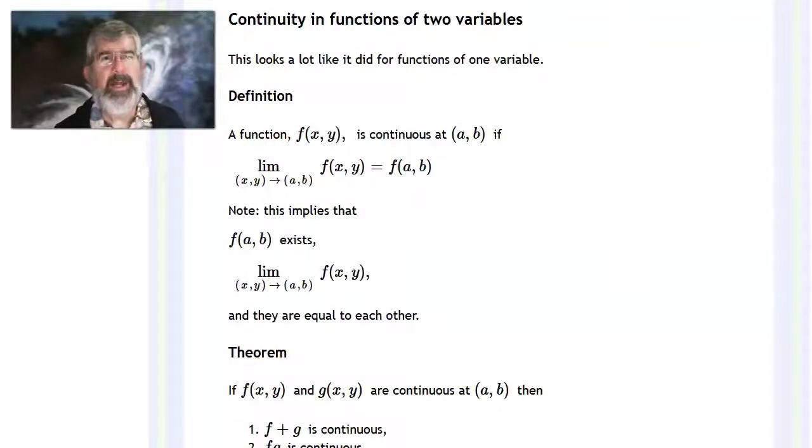In this video, I want to take a look at continuity as it applies to functions of two variables. Now, you may not be too surprised at this point that this looks an awful lot like it did in Calc 1 for functions of one variable. So here's the definition. I say a function f(x,y) is continuous at the point (a,b) if the limit as (x,y) goes to (a,b) of f(x,y) is f(a,b). So that is, the limit as you get close to (a,b) is exactly the same as what happens at (a,b).